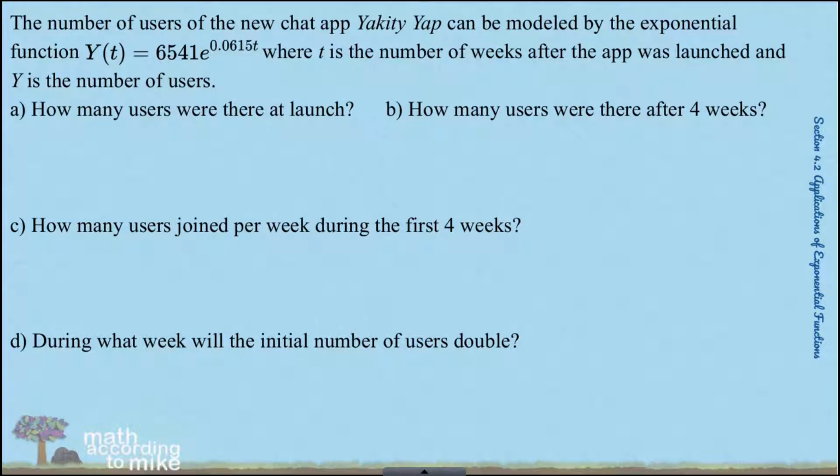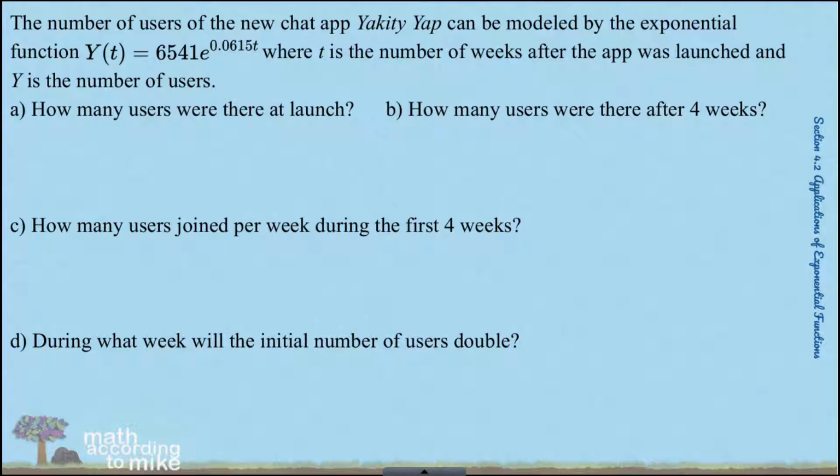The number of users of the new chat app, Yakety Yap (trademark me), can be modeled by the exponential function, boom, where t is the number of weeks after the app was launched, and y is the number of users. Okay, good. Part A: how many users were there at launch?